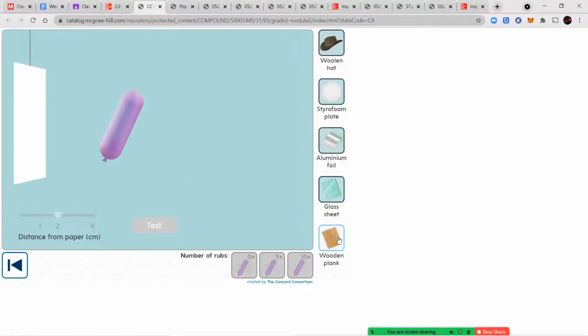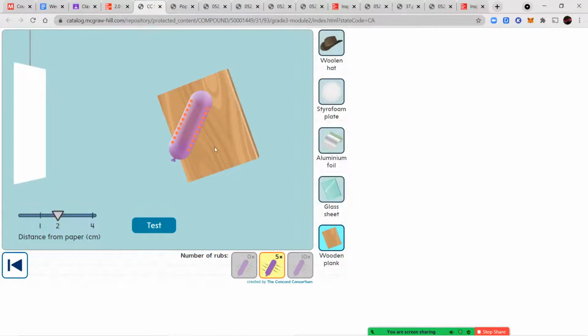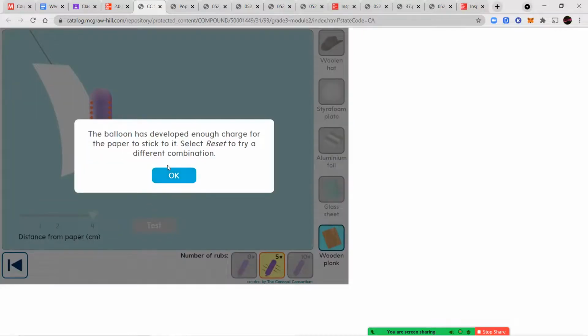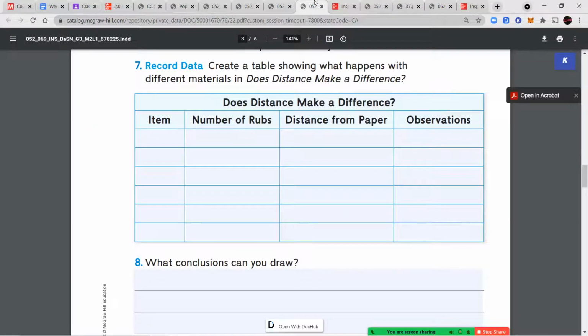And our last one, we're going to try the wooden plank. We'll give it another 5 rubs. You can see that our electrical charge is building up in there. And similar to the glass, with just 5 rubs, there's a lot of electrical charge. So I predict if we put it back out here to 4 centimeters, that it will still attract. We'll go ahead and test it. We can see that it did develop enough charge to stick to the paper. We can go back over here.